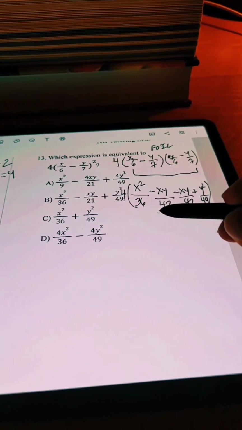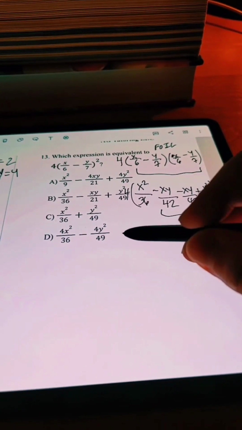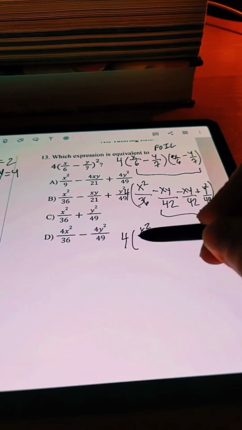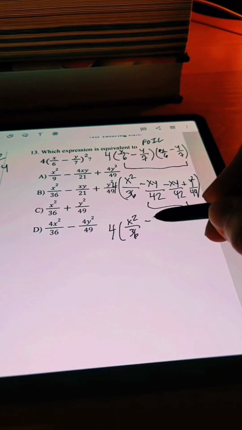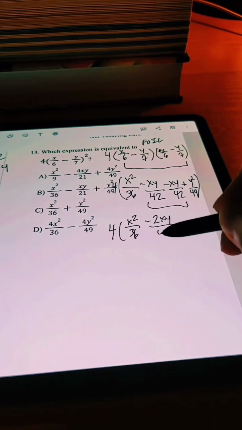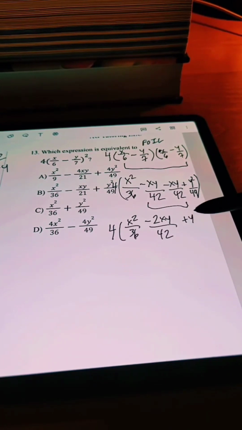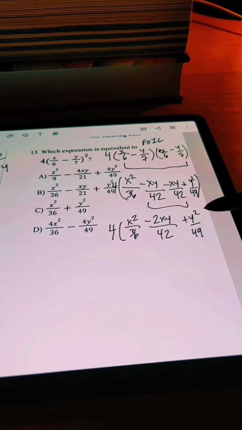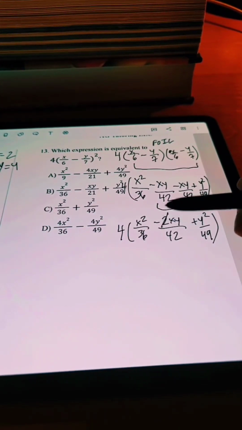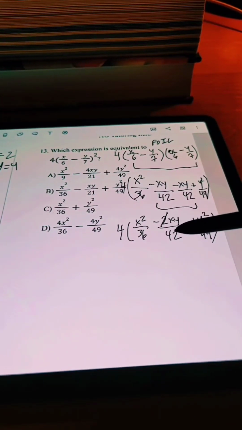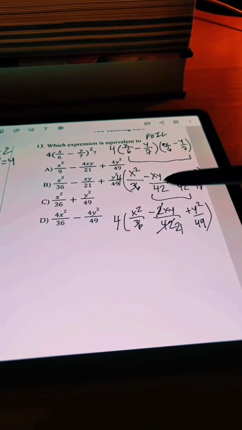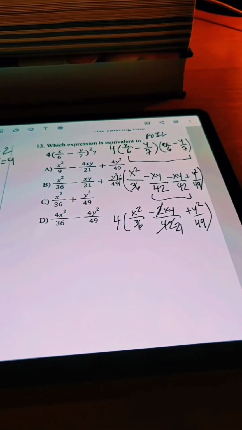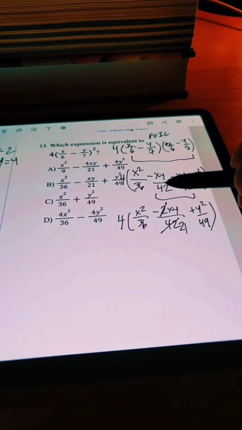So now I'm going to combine my terms right over here. So I'm going to say I have 4 times x squared over 36. And then these terms are going to become negative 2xy over 42 plus y squared over 49 right here. And then this could simplify. If I divide by 2 on top and bottom, it's going to be just negative xy on top and then 21 on the bottom. And then I just need to distribute the 4 to each of these terms.